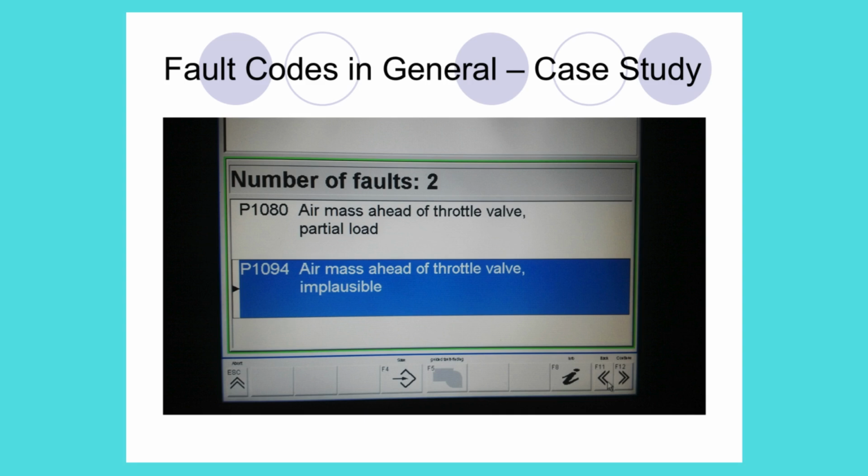In this case study, both fault codes do not refer directly to a specific sensor. However, if we consider the position of the sensors, we realize that the only sensor ahead of the throttle valve is the MAF sensor. In this case, the faults were caused by a dirty MAF sensor.